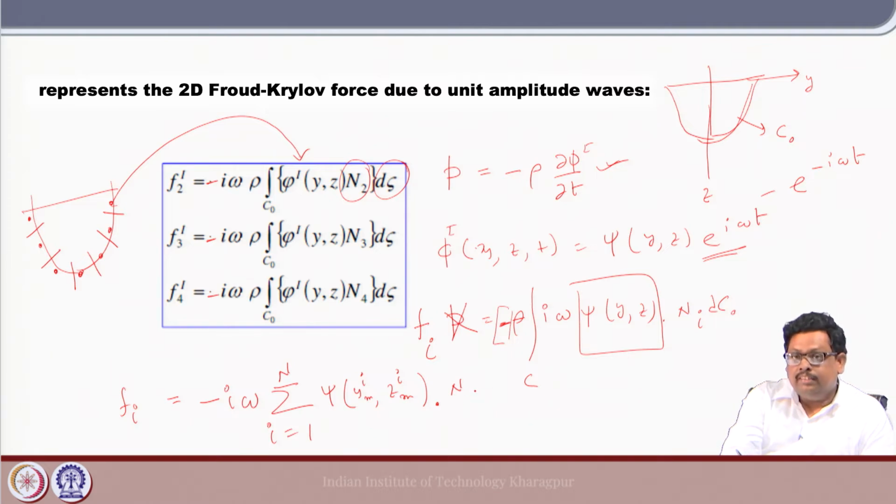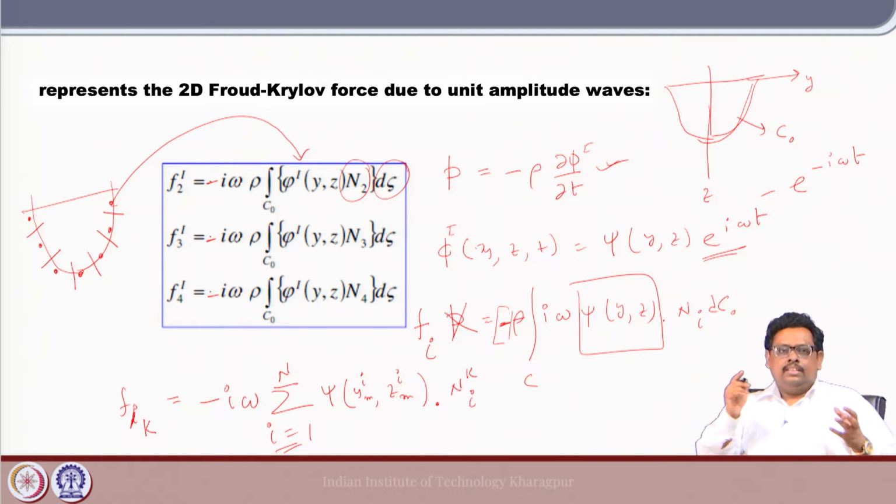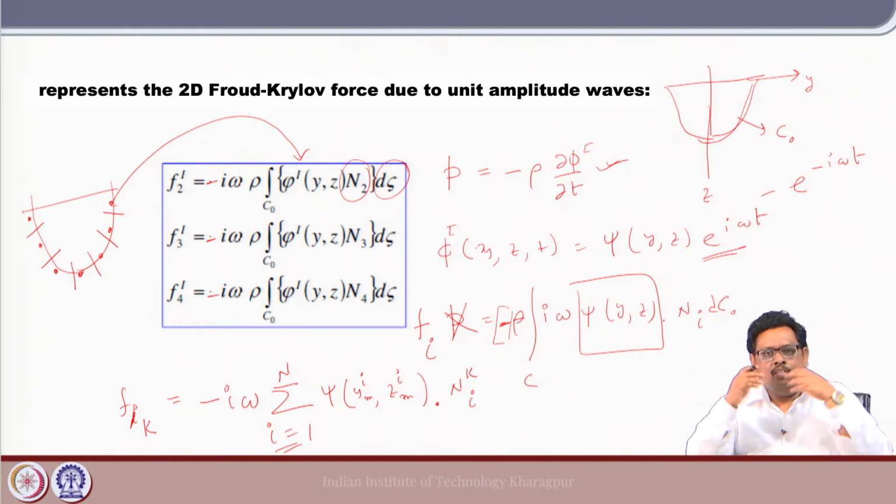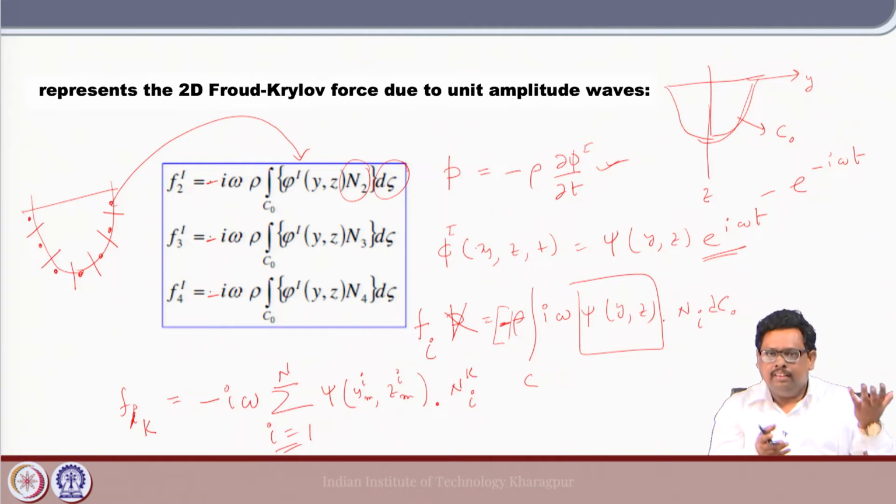Now, in which mode? I should not use i here because I already used i, so let us say in the kth mode. It is basically for the kth mode and for the ith segment. So this is how we numerically get the exciting force. It is similar, right? We have done this before for the panel method and then the Wave-Hit type solution also. So we are aware of how to do this.